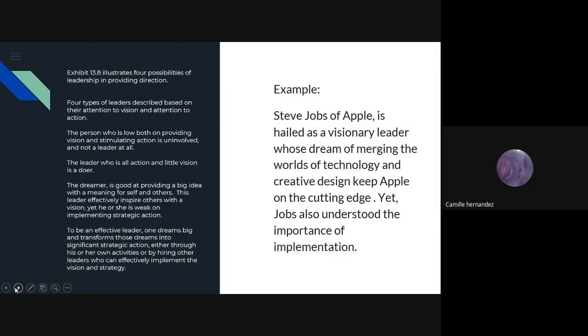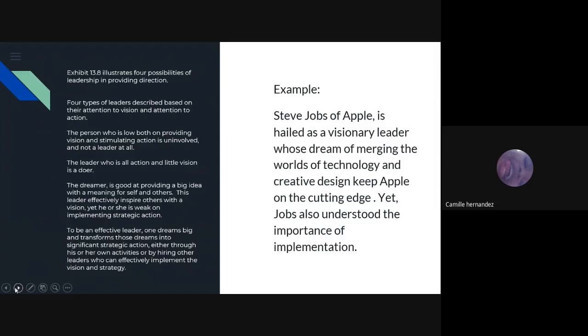The dreamer is good at providing a big idea with meaning for self and others. This leader effectively inspires others with a vision, yet he or she is weak on implementing strategic action.